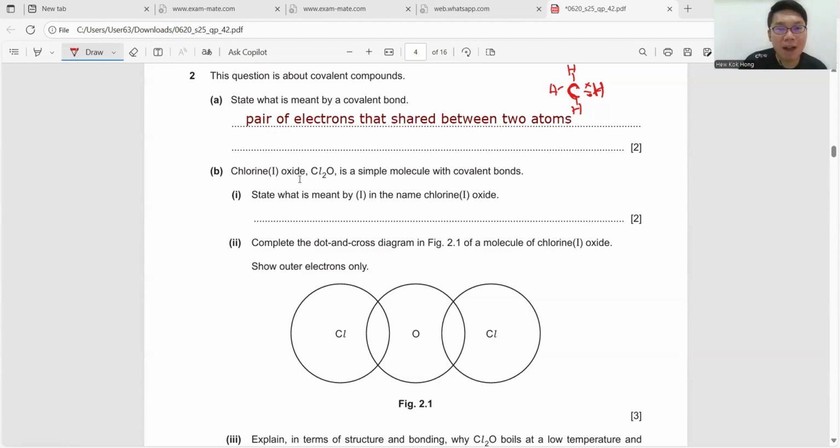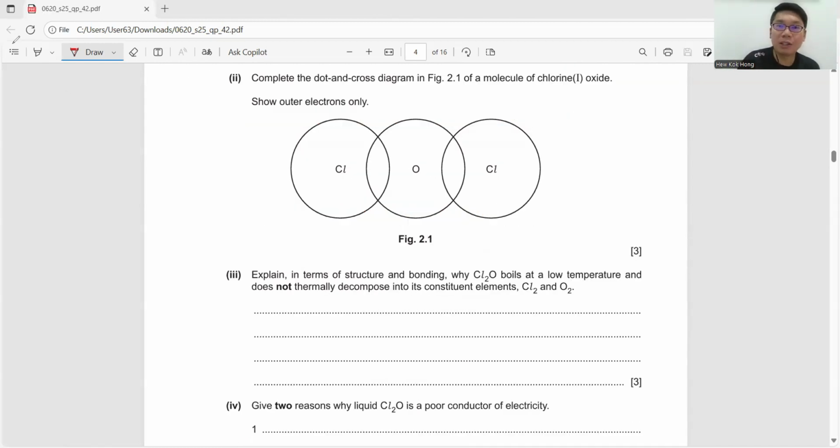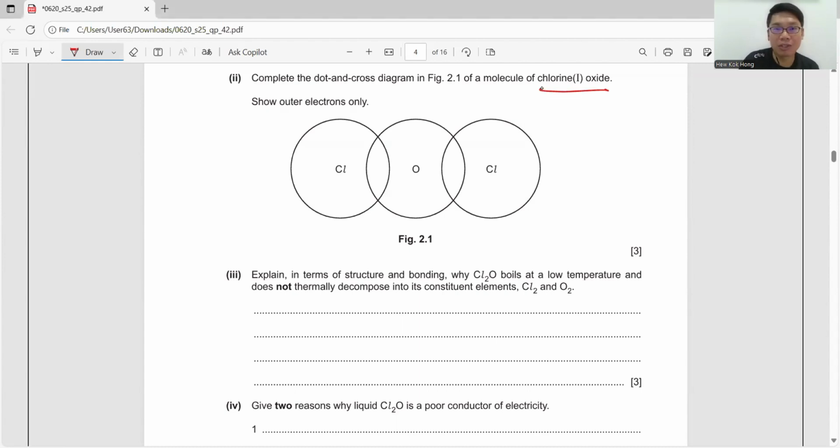Next, chlorine(I) oxide is a simple molecule with covalent bonds. State what is meant by the (I) in chlorine(I) oxide. The oxidation number of chlorine is positive 1. That's why they write a (I) there to represent the oxidation number of the transition element. Part 2. Complete the dot and cross diagram for the molecule of chlorine(I) oxide.